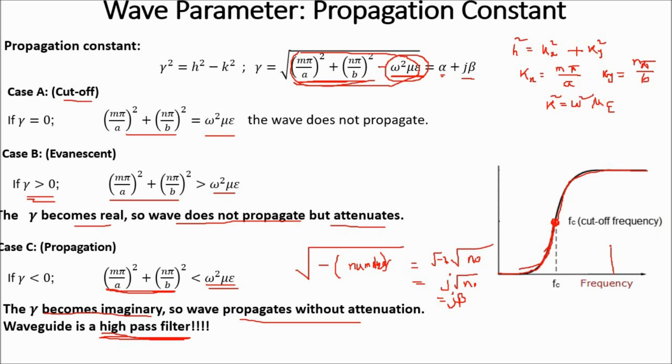Let's say this is your operating frequency f. If f is higher than fc, the waveguide can carry or transmit this frequency. But if f is smaller than fc, the waveguide will completely attenuate or completely absorb the frequency.